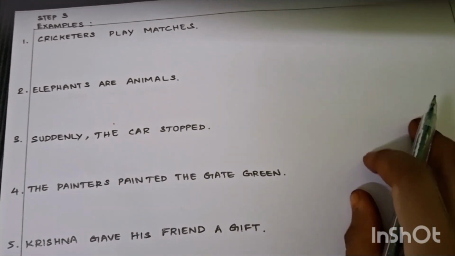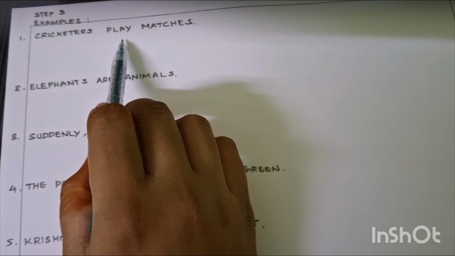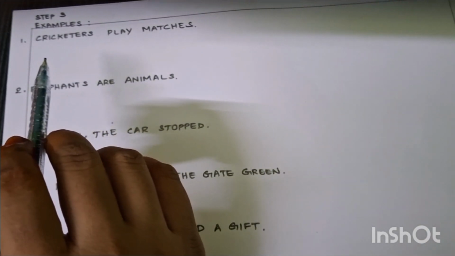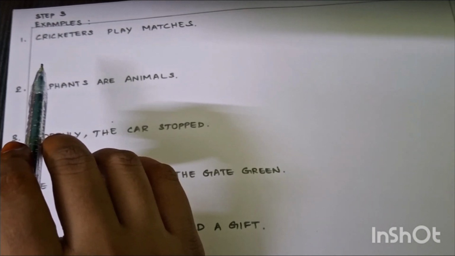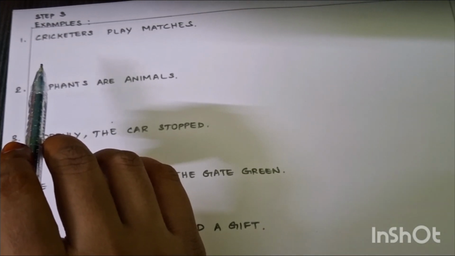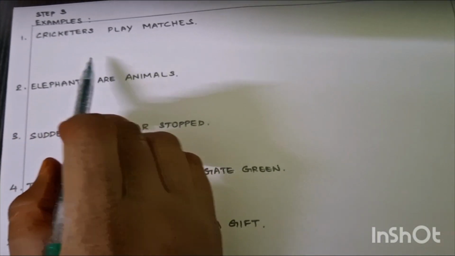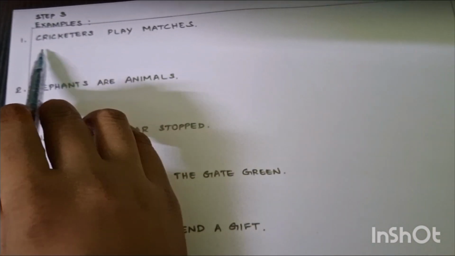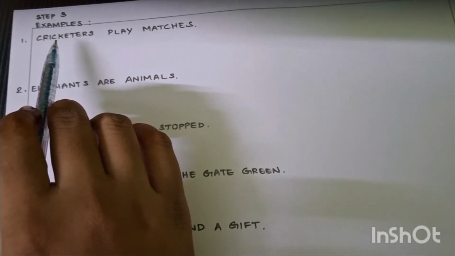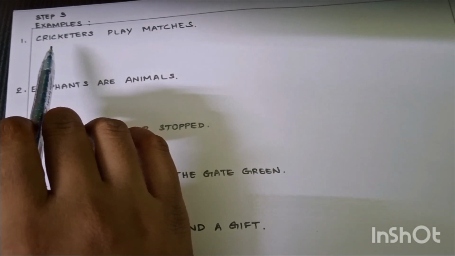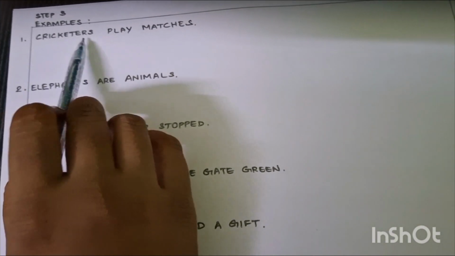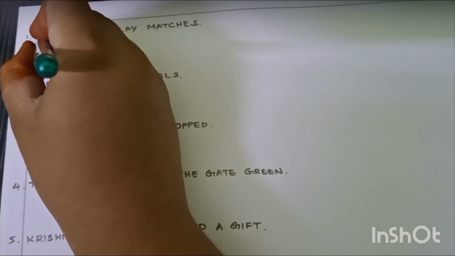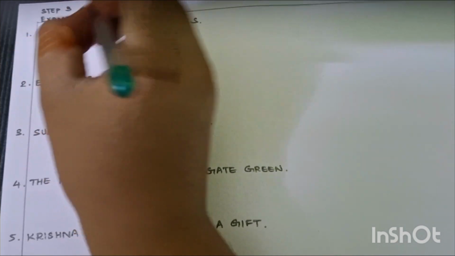Let's work it out. The first one is cricketers play matches. We have to think about all the patterns in a sentence so that we can easily divide the patterns. In this sentence we are talking about some person, right? Like name of the person, place, things, noun. Here we are speaking about cricketers, so cricketers fall under subject.